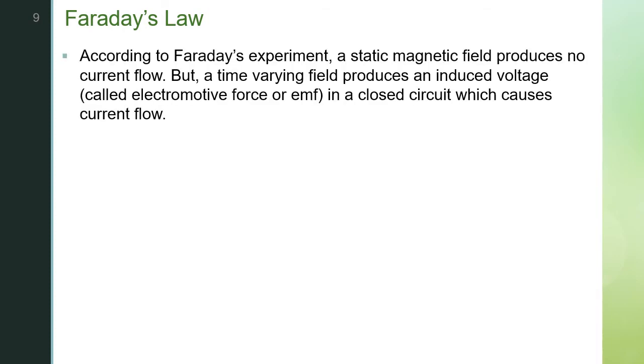So to derive Maxwell's equations for time varying fields, we'll first discuss Faraday's law. According to Faraday, when you consider a static magnetic field, there will be no current. That is, you should have a time varying field. This time varying field will produce an induced voltage, called the electromotive force or EMF, and this will produce the current flow.